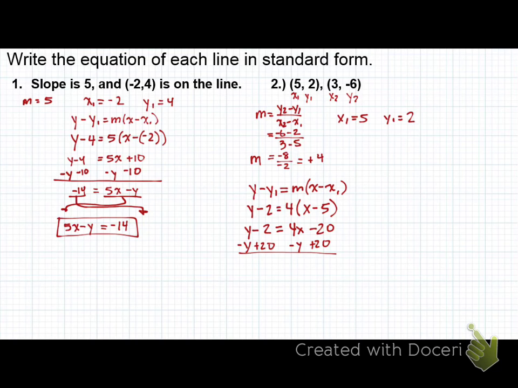When I do that, I get y minus y is nothing. Negative 20 plus 20 is positive 18. 4x bring down. The minus y bring down also. And of course I'm going to put this in the front. So 4x minus y is equal to 18. And that's it. Okay? Any questions on numbers 1 or 2?